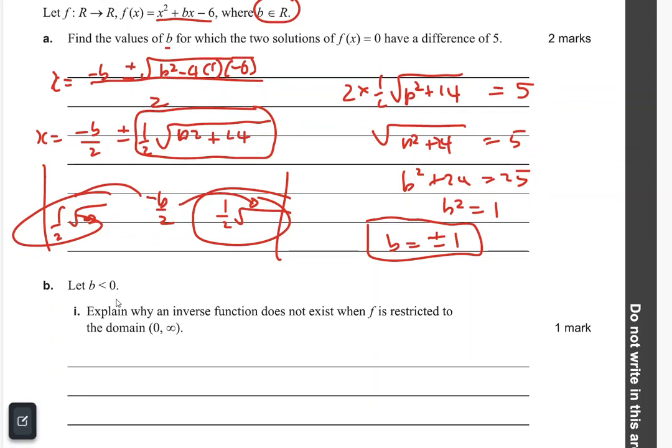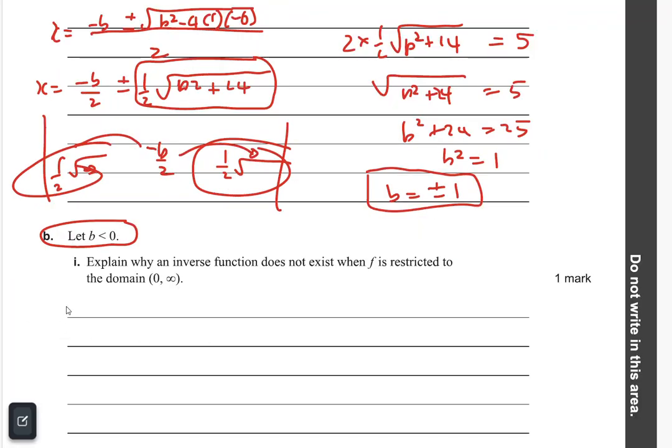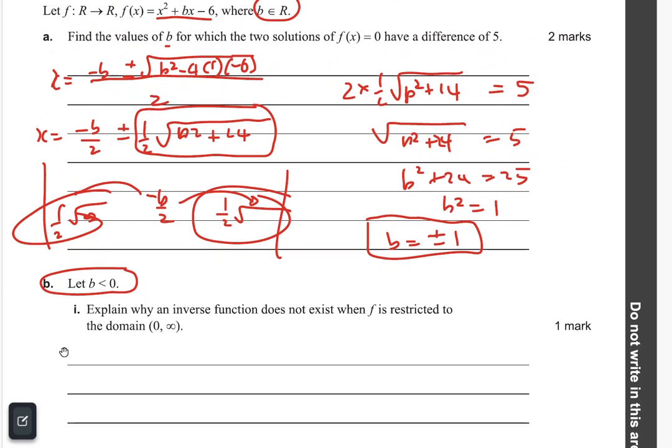In B's case, let B be negative. Okay, so if B is negative, then I've got a parabola that looks like, so I've got x squared plus bx minus 6. And if b is negative, that's going to drag my turning point to the bottom right. So my parabola is going to look like this.